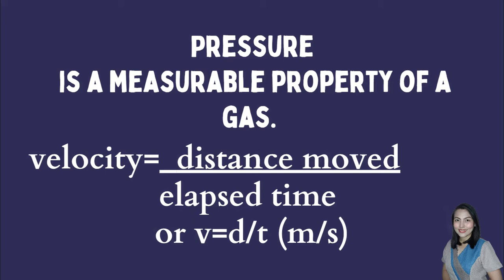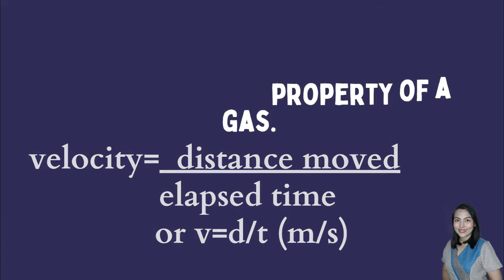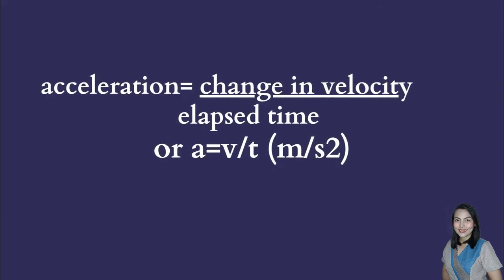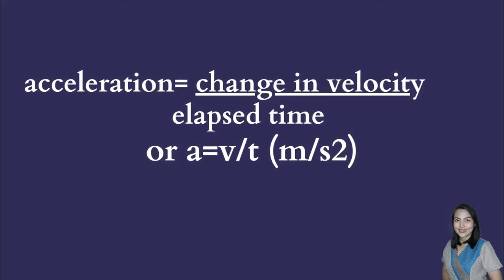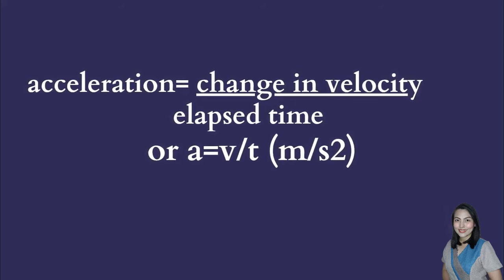The SI unit of velocity is meter per second or centimeter per second. Next, acceleration. It is the change of velocity with time, or acceleration is equal to change in velocity over elapsed time, or A is equal to V over t. The measurement used for acceleration is meter per second squared or centimeter per second squared.